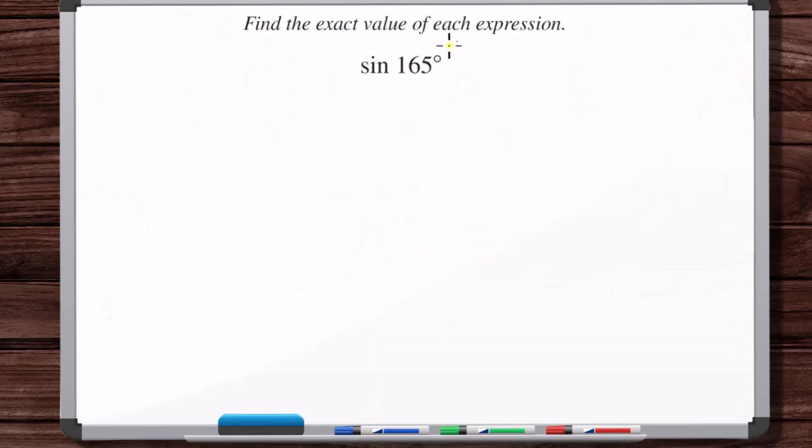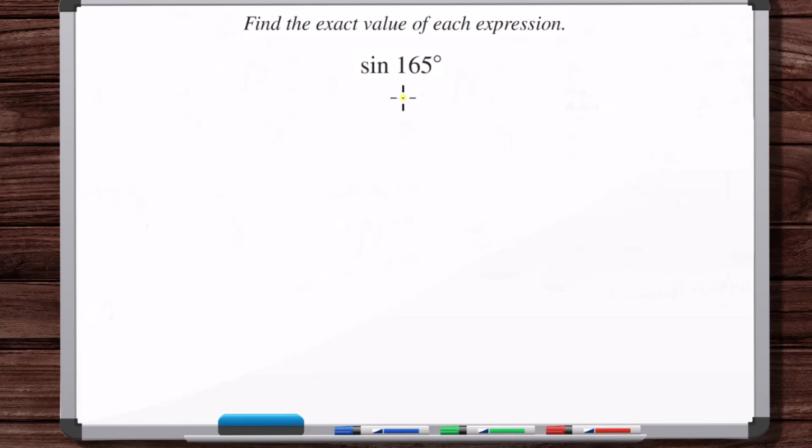For this first set of problems, we're given a trig function with an angle in the function, and we want to evaluate, get the exact value of each expression. So what is the exact value of sine of 165 degrees? We worked problems like this. There were similar problems we worked with the sum and difference formula for cosine like this.